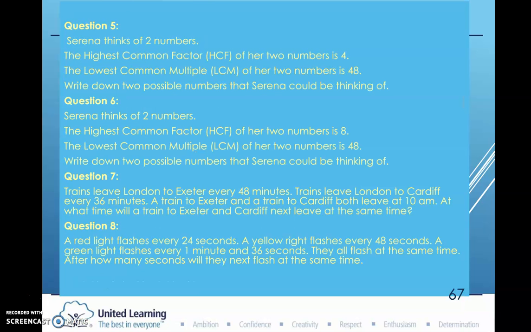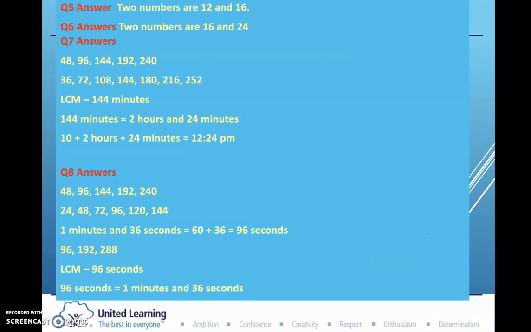So, now we have 4 more questions. Again, can you pause this and give them a go for 5 minutes? And here are your answers. Again, make sure you're green penning your work.